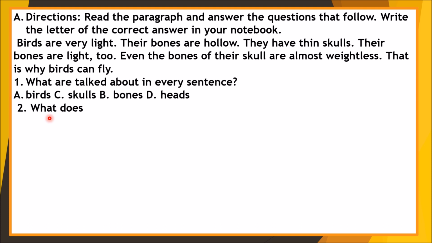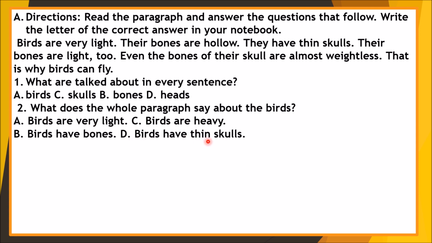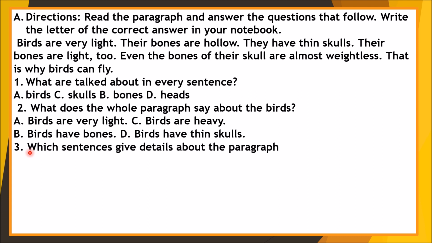The next one, what does the whole paragraph say about the birds? A. Birds are very light. B. Birds have bones. C. Birds are heavy. D. Birds have thin skulls. So what is your answer here? Letter A. Good. Next, number 3. Quick sentences give details about the paragraph.